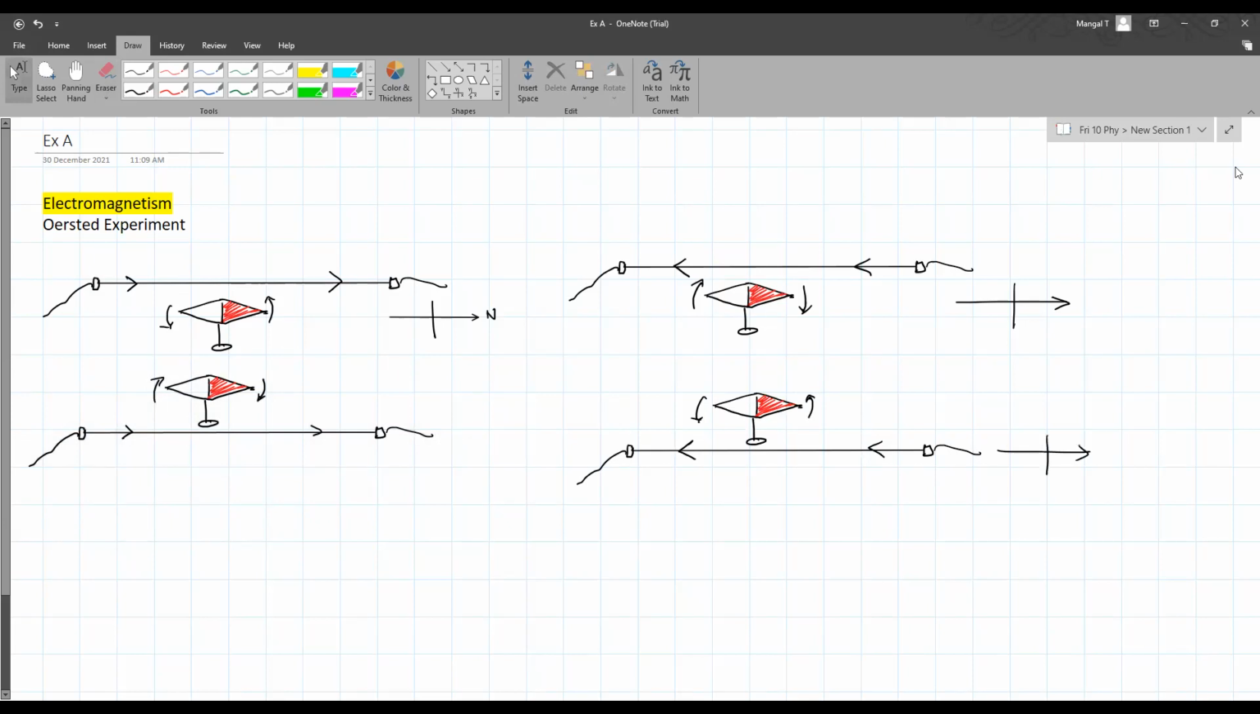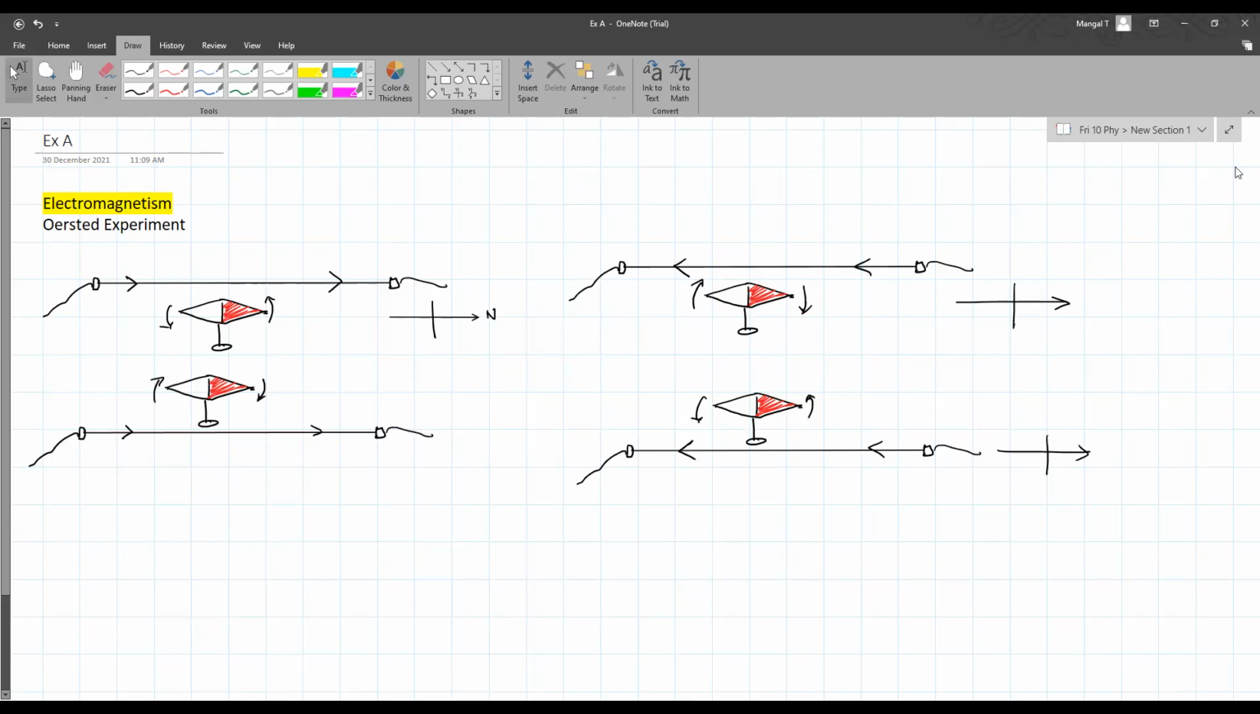Number one, that the needle is getting deflected. So that is beyond doubt that there is some other magnetic field that is deflecting the needle. Are you understanding that? Okay. So the following question arises: what is making the needle deflect? So that is a magnetic field that is influencing.